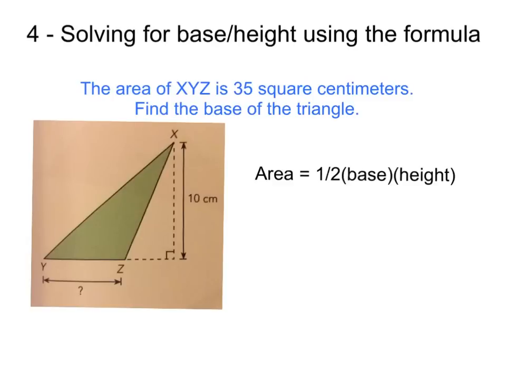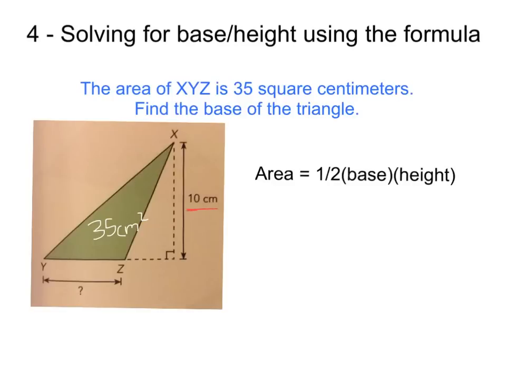So let's look at our example right here. The area of XYZ is 35 square centimeters. Find the base of the triangle. So we know that the whole entire triangle has an area of 35 centimeters squared, and we know that we have a height of 10 centimeters.